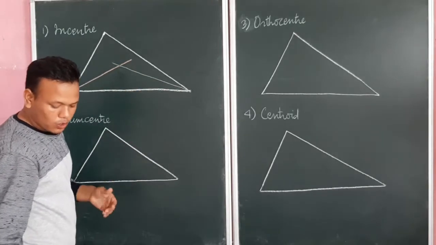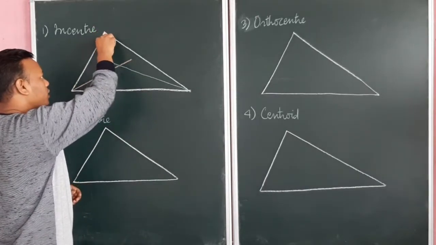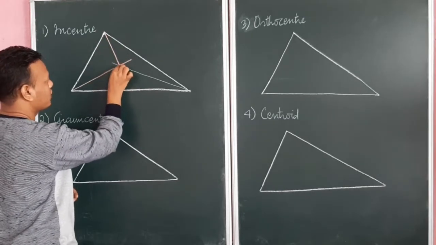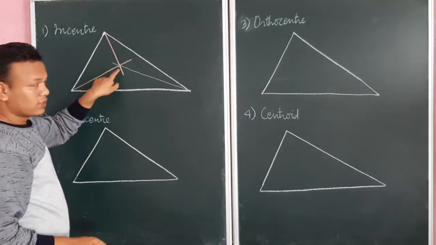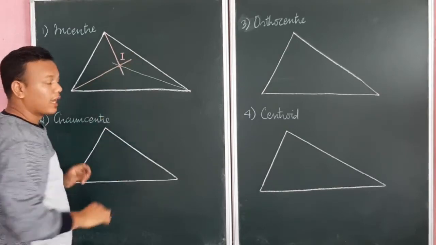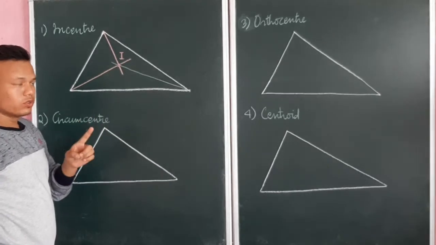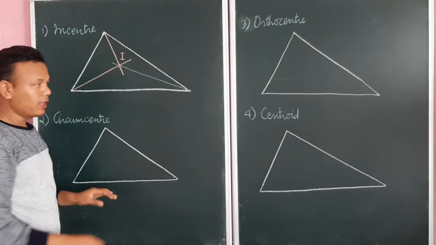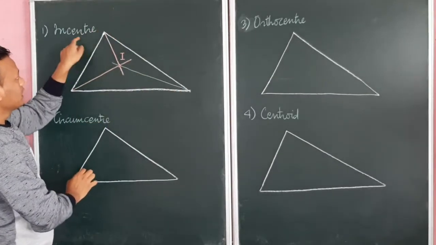One more thing you used to do is bisect this as well. All these angle bisectors intersect at the very same point. Such a center is called the incenter and it is denoted as I. Let me repeat once again. To draw the incenter, you have to bisect each vertex angle, and the point where the bisectors intersect is known as the incenter.